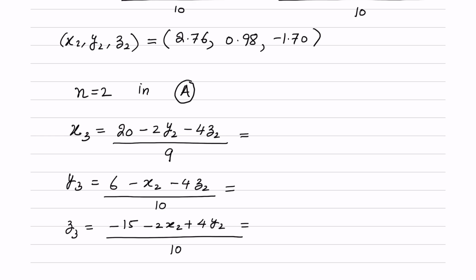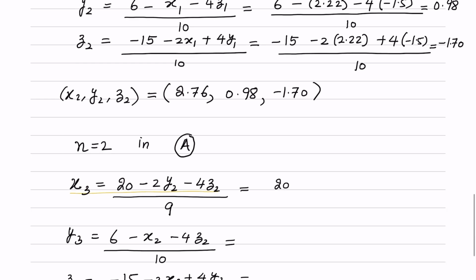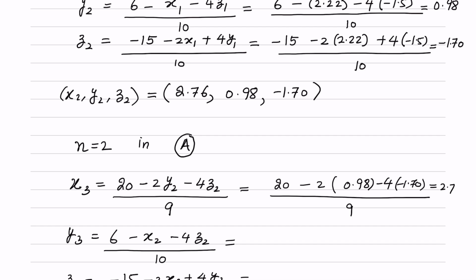So let's start with finding x3. 20 minus 2, y2 is 0.98, minus 4, z2 is minus 1.70, whole divided by 9, which gives us 2.76. For y3, we have 6 minus 2.76 minus 4, z2 is minus 1.70, whole divided by 10, and it gives us 1.